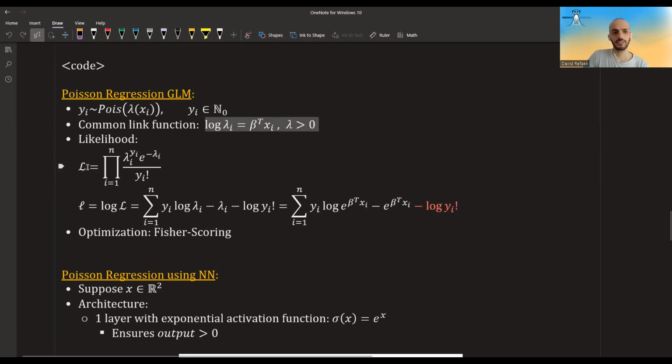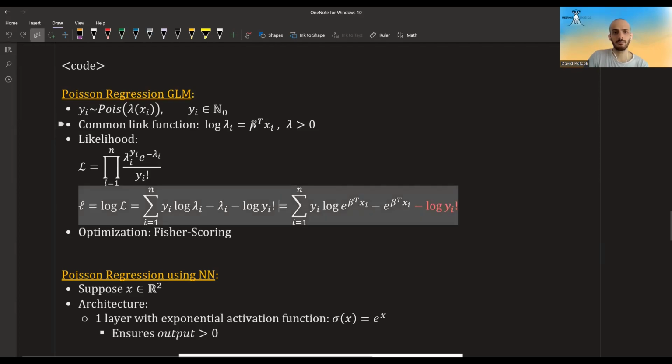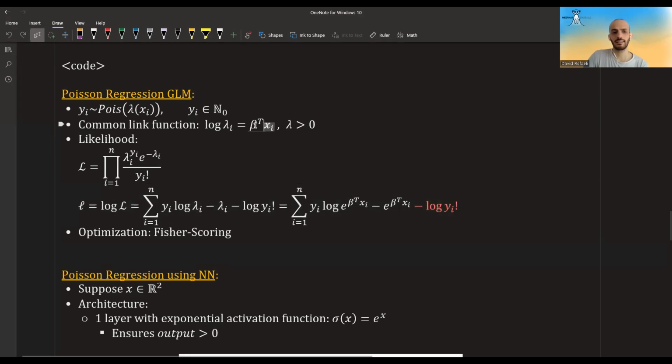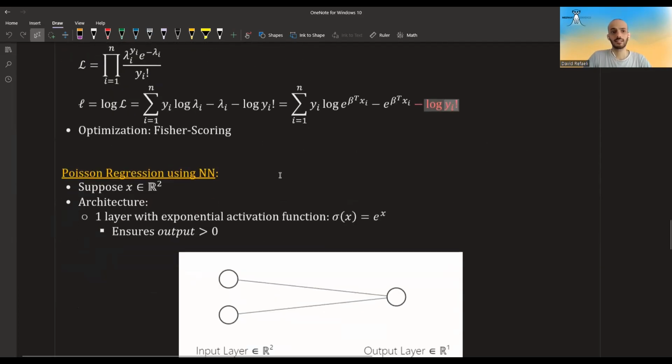The likelihood is given by this regular likelihood of a Poisson. And if we take the log of it, we are getting this. If we are plugging this instead of the log lambdas, or the exponent of this instead of the lambdas, we are getting this. And notice that this last term does not depend on the betas. So when we do the optimization, we can just discard it. It doesn't affect the results that we are going to get on the betas. So this is the Poisson regression.